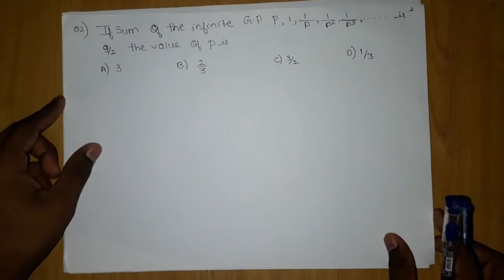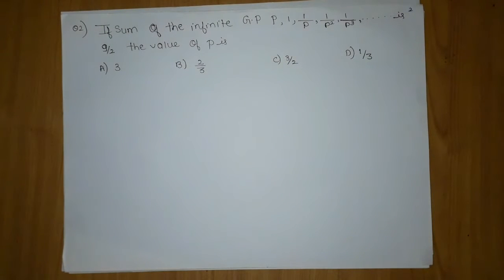Okay, now let's move on to the next question. The next question is this. Let me read the question. If the sum of the infinite GP p, 1, 1 by p, 1 by p square, 1 by p cube and so on is 9 by 2, the value of p is. We want to find the value of p.